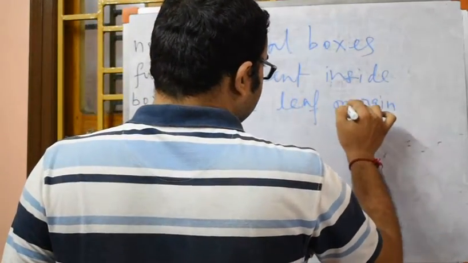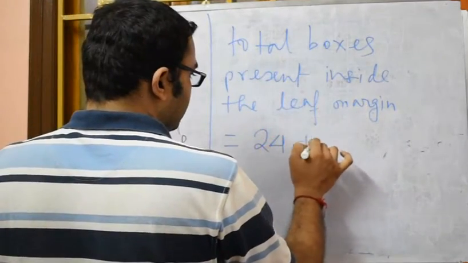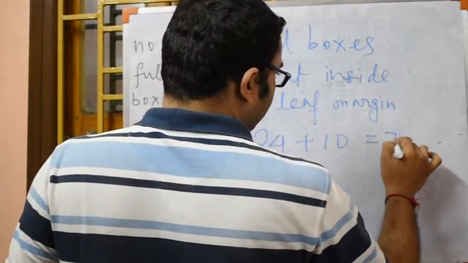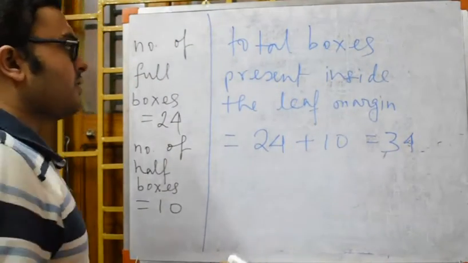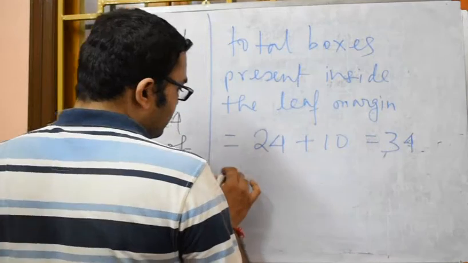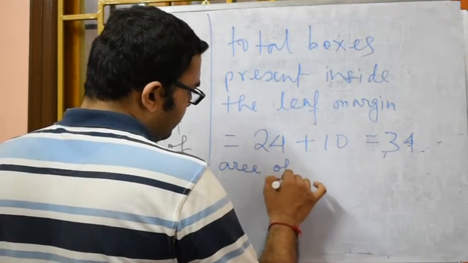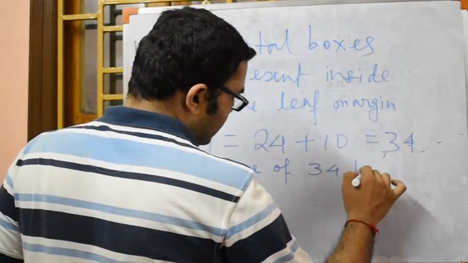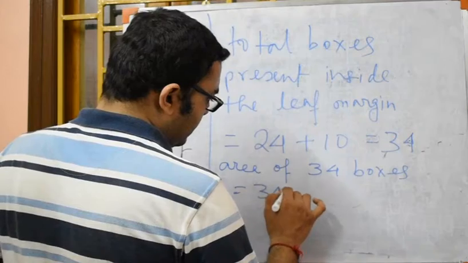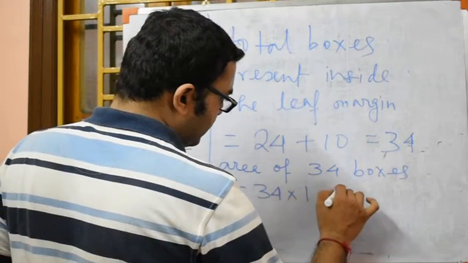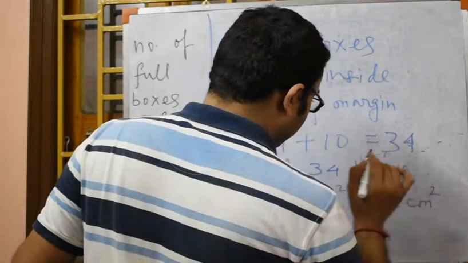Inside the leaf margin, it is actually 24 plus 10, so it's 34. Now you know the area of each box is 1 centimeter square. So what will be the area of 34 boxes? The area of 34 boxes is equal to 34 into 1 centimeter square. That turns out to be 34 centimeter square.